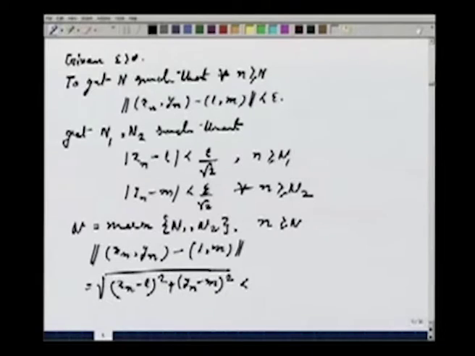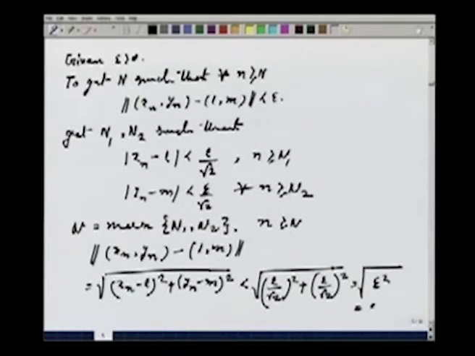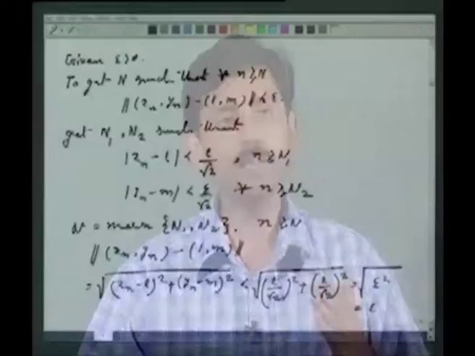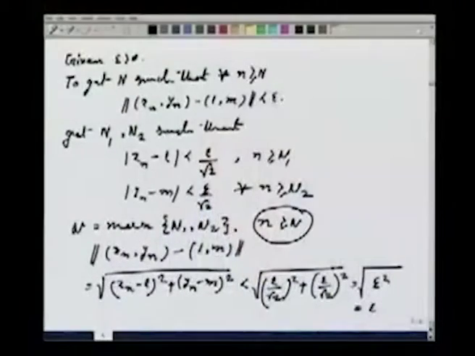This is then less than the square root of (epsilon by root 2) square plus (epsilon by root 2) square, which is the square root of epsilon square by 2 plus epsilon square by 2, that is the square root of epsilon square, which is equal to epsilon as epsilon is positive. That means if I choose my n to be bigger than or equal to this capital N, then the norm of (xn, yn) minus (L, M) is less than epsilon. That precisely means that (xn, yn) converges to (L, M).